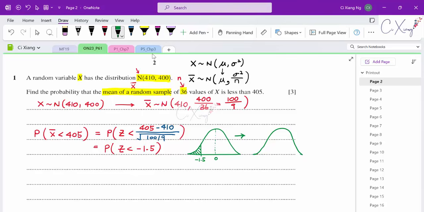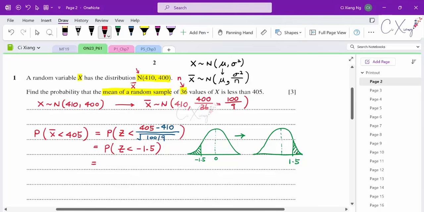Therefore, the area that you want to find out here is equal to the area on the positive 1.5 side, greater than. So these two areas should be the same. Okay, so now that means I'm interested to find out z greater than 1.5.